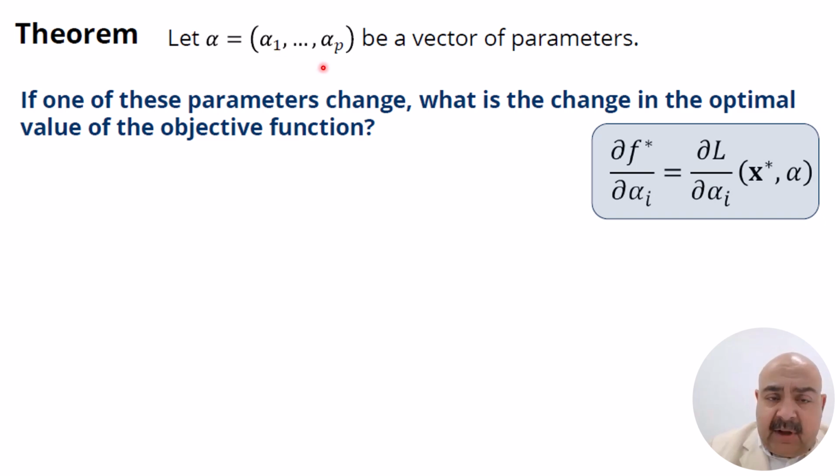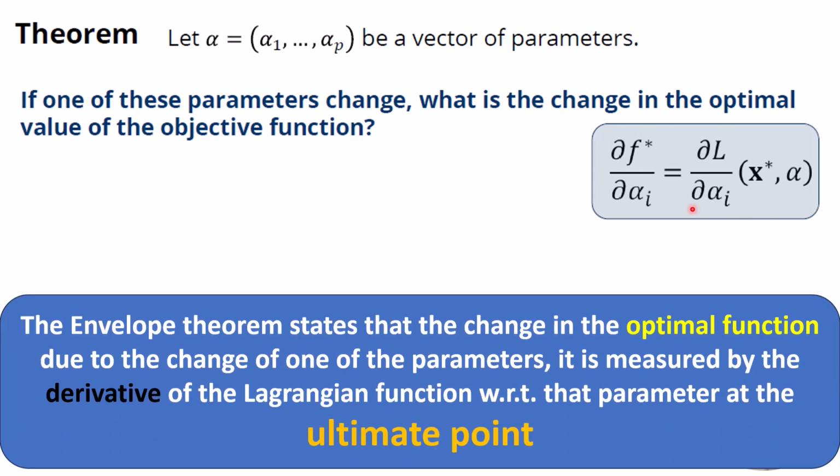So let alpha be a vector of parameters that may change after solving. We are interested in what happens if one of these parameters changes: what's the change in the optimal value of the objective function? Of course, that's what the envelope method is all about.